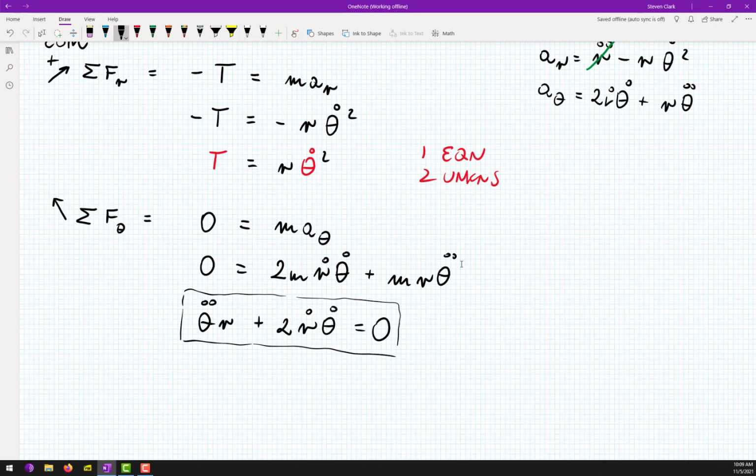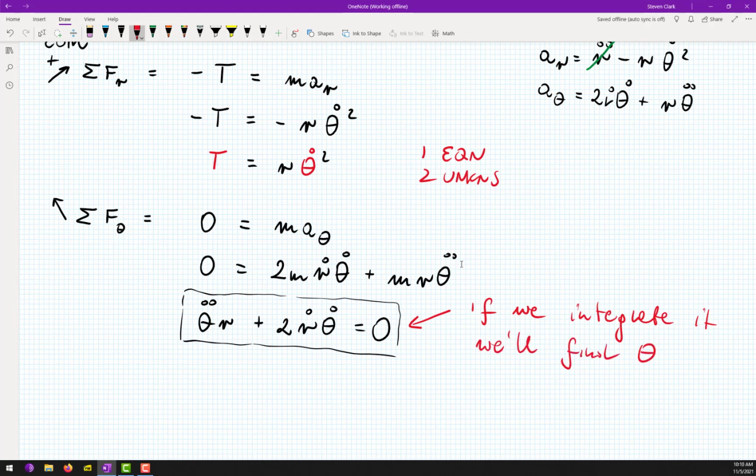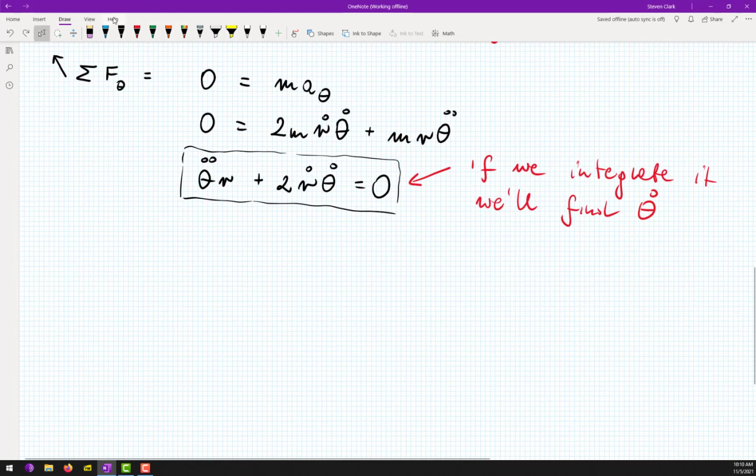And if we integrate it, we would find theta dot. However, the topic of today is not integrating the equation, yes? The topic of today is angular momentum. So let's find theta dot not via this approach, but via an equivalent approach. Okay, let's look at the angular momentum of the system. Any questions so far? Yeah, we are on the same page?